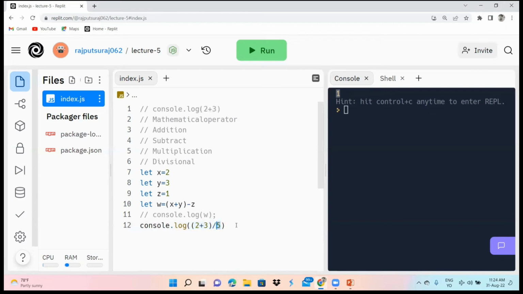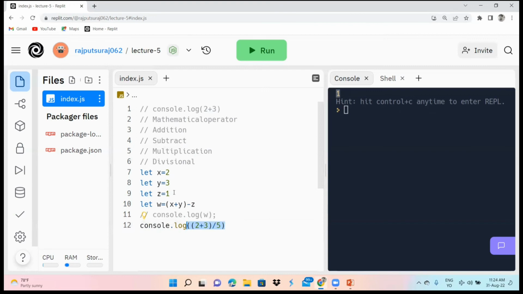Okay guys, now you understand what the addition operator, the subtraction operator, the multiplication operator and the division operator are, and how you can write a program in JavaScript. First of all, what you want to assign, what you want to add, and what you want to operate first. Here I want to operate 2 plus 3 first and then divide by 5, so I have written this program in this way.